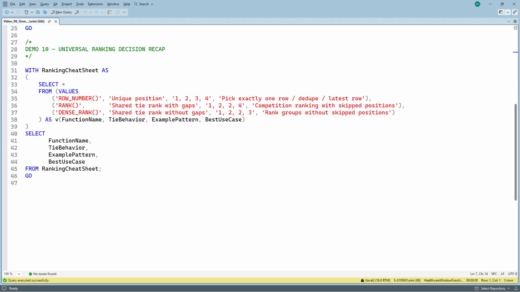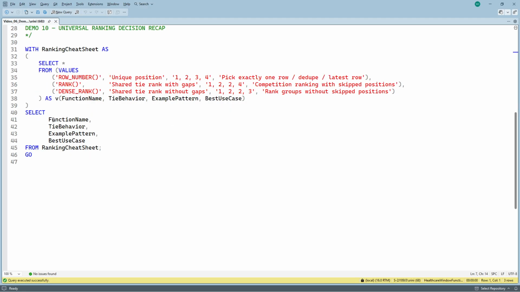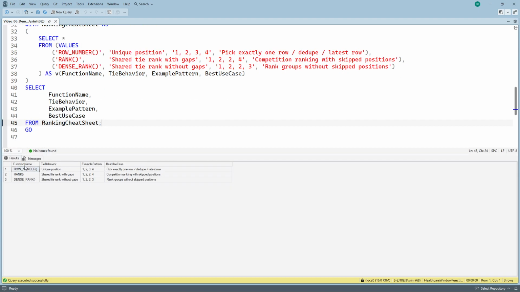Let us finish with a simple decision guide. If you need exactly one row per position, use row number. If ties should share the same rank and gaps are okay, use rank. If ties should share the same rank and you do not want gaps, use dense rank. That's the whole mental model. Do not choose the function just because it looks familiar. Ask what the business wants to happen when rows tie. That question will usually tell you the right function.